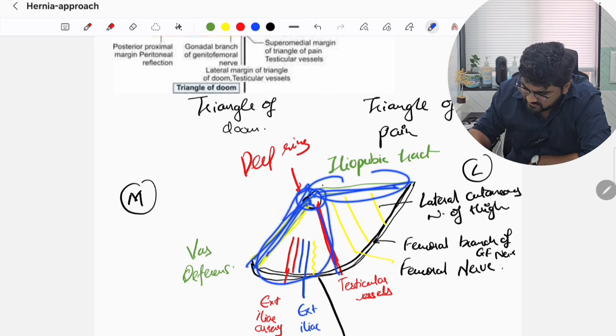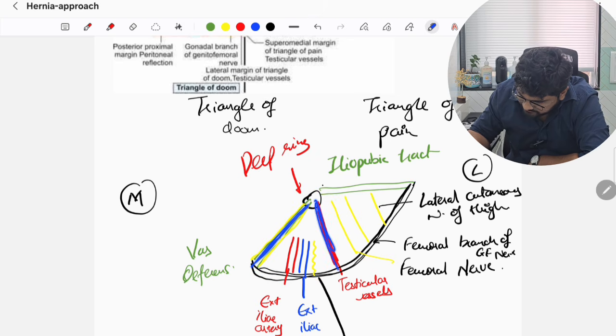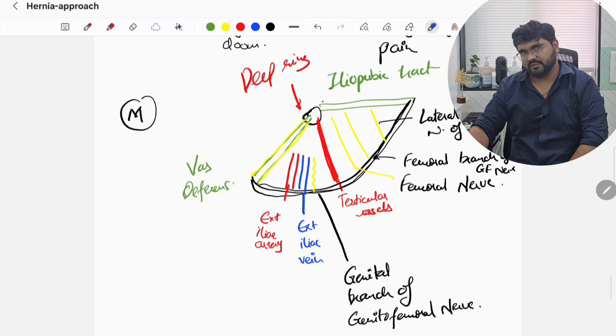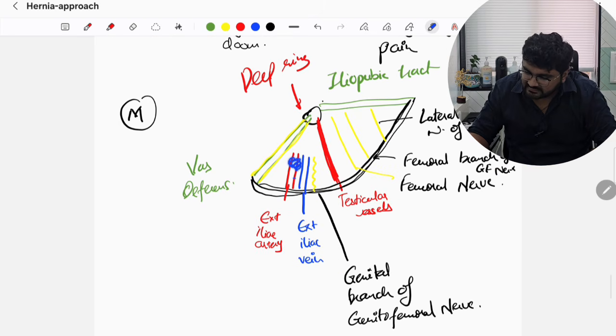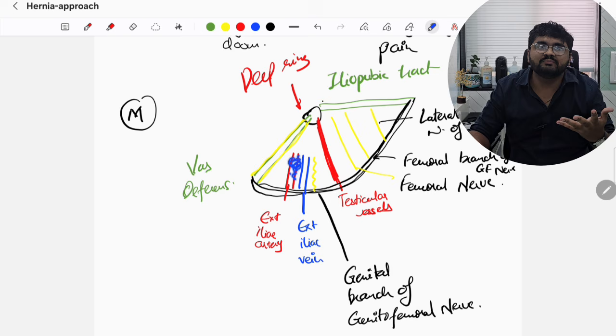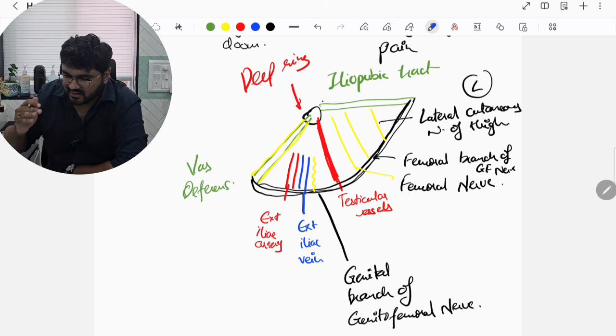Okay, so medially you have this triangle which is made by the vas deferens, the testicular vessels, and the peritoneal reflection. This triangle houses the external iliac artery, external iliac vein, and the genital branch of genitofemoral nerve. So if you put a tacker here while suturing the mesh, you will injure the vessels, and obviously there will be a lot of bleeding and you will be doomed. So this is known as the triangle of doom.